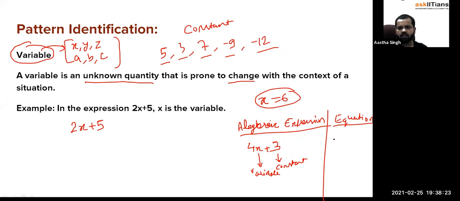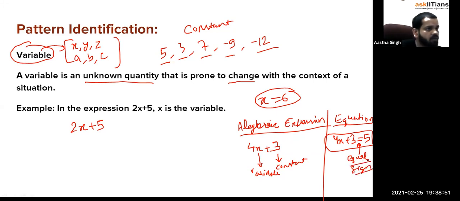What is an equation? An equation is when your algebraic expression includes an equal sign. For example, 4x plus 3. If 4x plus 3 is equal to 5, now this is an equation. Why? Because it includes an equal sign. I think you all have got the point, the difference between your algebraic expression and your algebraic equation, right?